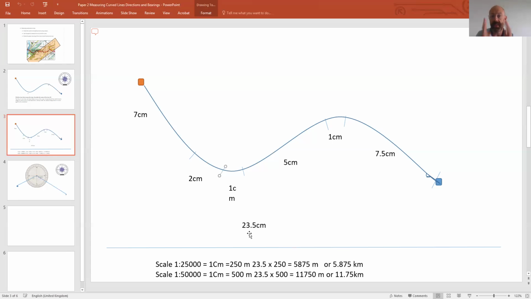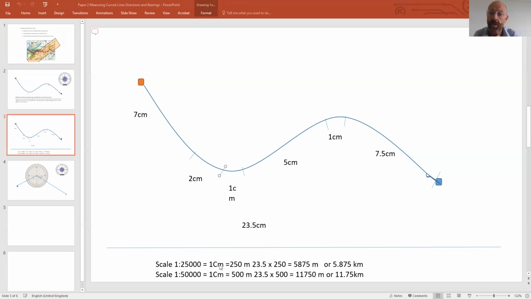So we know the distance is 23.5 centimeters by doing that process. Now, our map will only be a 1 in 25,000 or a 1 in 50,000. 1 in 25,000 means 1 centimeter equals 250 meters. So we would simply do 23.5 times 250. That equals 5,875 meters, or 5.875 kilometers.